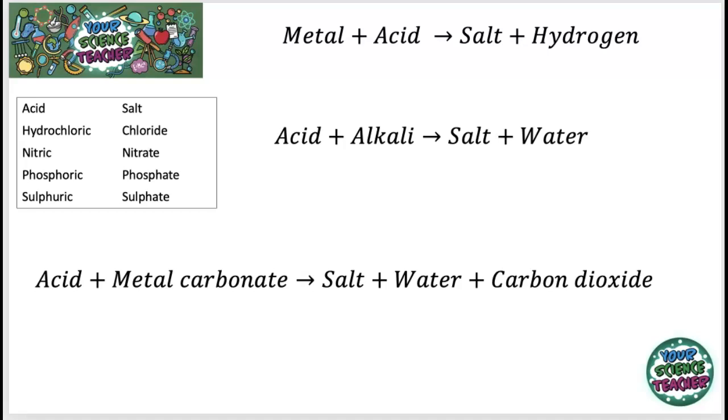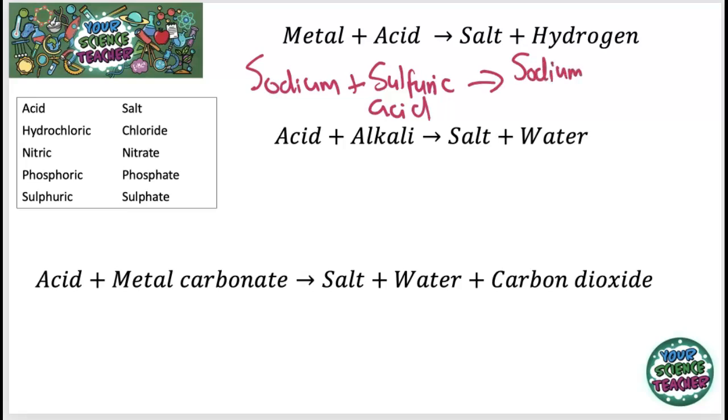Let's take a metal, for example, like sodium, and we will react it with some sulfuric acid. Now, what products are we going to make from this reaction? Well, it says we're going to make a salt and we're also going to make some hydrogen. So how do I name this salt? Well, I look at this table and I decide which acid I use. So I use sulfuric acid, so I'm going to make the metal sulfate. So I'm going to make sodium sulfate. And my other product of the reaction is hydrogen, which is quite easy.